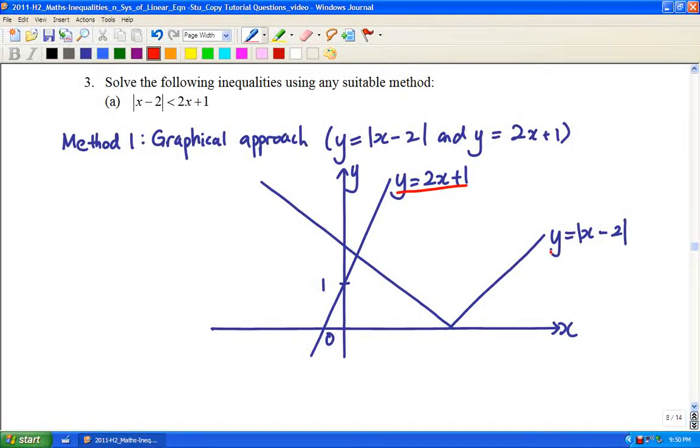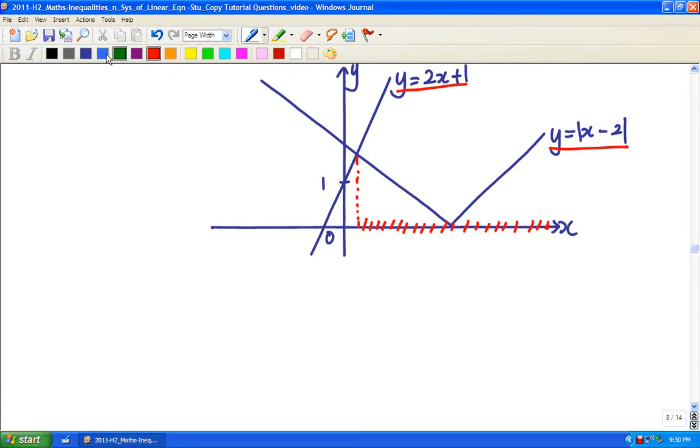is above the graph of y equals modulus of x minus 2, and that will correspond to everything that is here, to the right of the point of intersection. Of course, now we have to solve for the point of intersection. You can do this by using your GC.